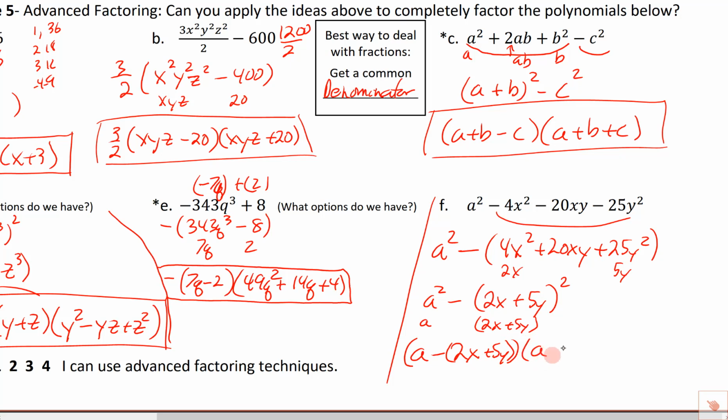And the next one is going to be the first one, which is a, plus the second one, which is 2x plus 5y. Now, when we're adding these, it doesn't make any difference. So I'm going to go ahead and write down a plus 2x and then plus 5y. But this one right here, it does make a difference. So I'm basically just distributing the negative through. So this needs to be an a minus 2x minus 5y, and then we'd have that completely factored.